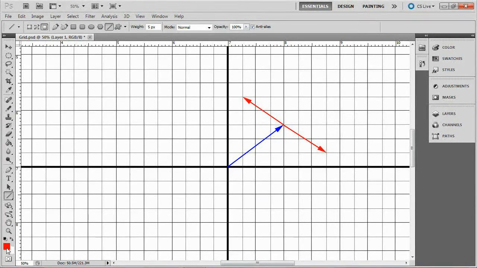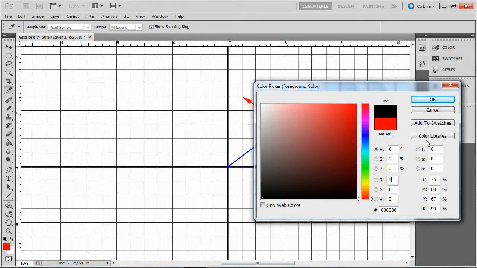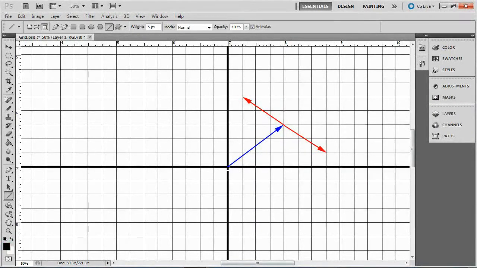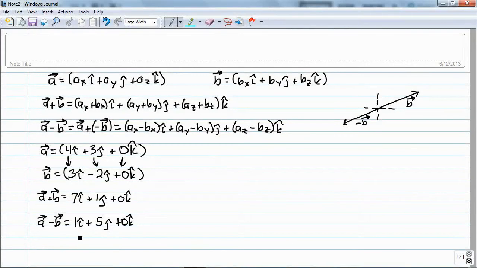And the resultant vector is from the origin to the tip of the negative vector, the last vector we drew. And you notice that it's 1 over, so 1i, and then plus 1, 2, 3, 4, 5, 5j. 1i plus 5j plus 0k. So that's how we were able to add and subtract our vectors in Cartesian coordinates.